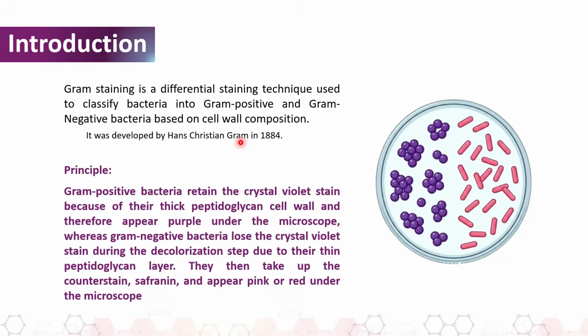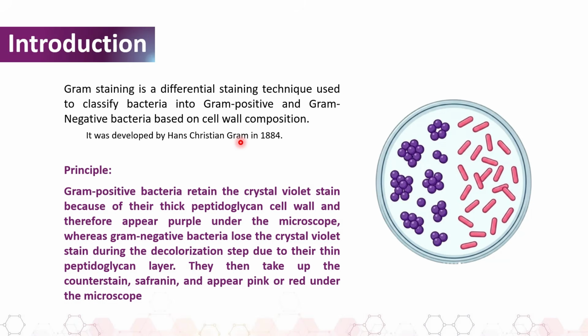So now let us look at the principle, and before we look at the principle, I would like you to know that one of the major differences between a gram-positive and a gram-negative bacteria has to do with their cell wall. The gram-positive has a thick peptidoglycan cell wall, whereas the gram-negative has a thin peptidoglycan cell wall.